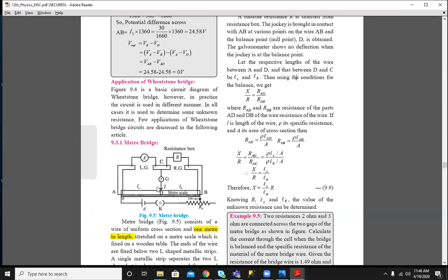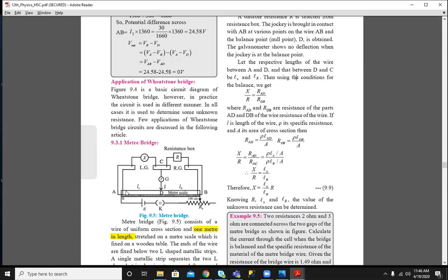So how is this experiment carried out? As long as the jockey is not touched on wire AB, there is no current flowing through the galvanometer. As we put the jockey on the wire, there is a flow of current in the galvanometer.